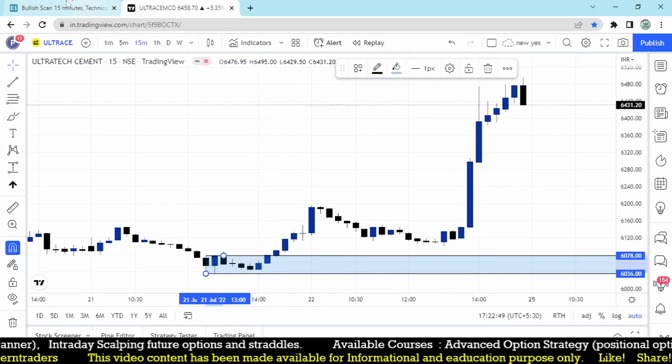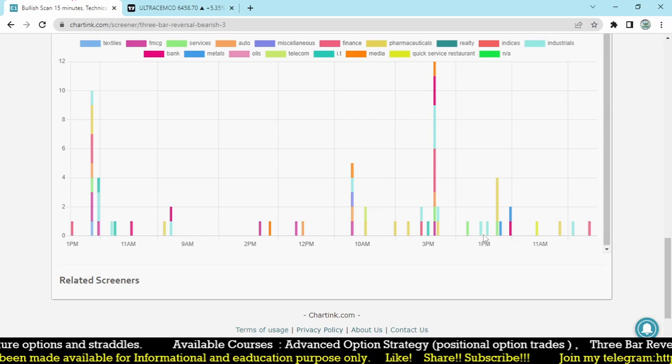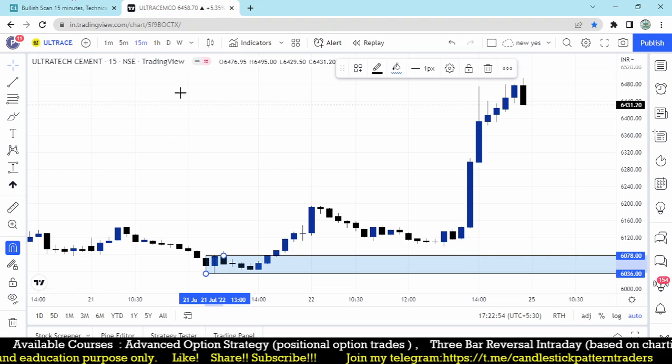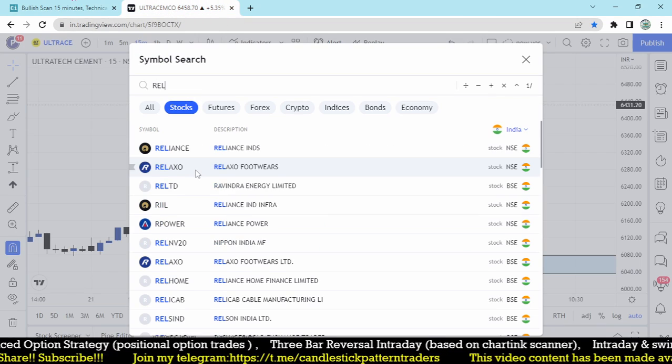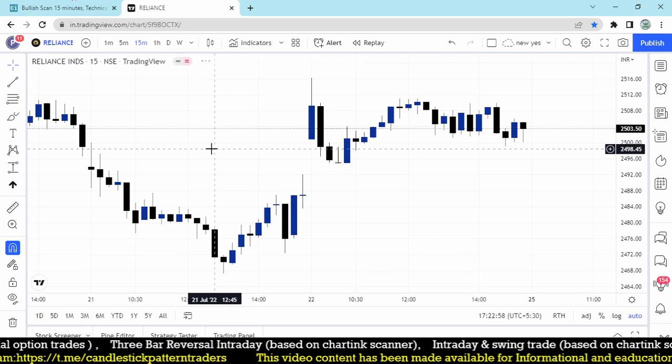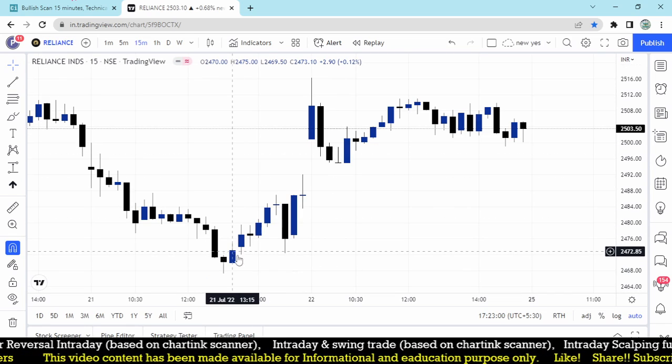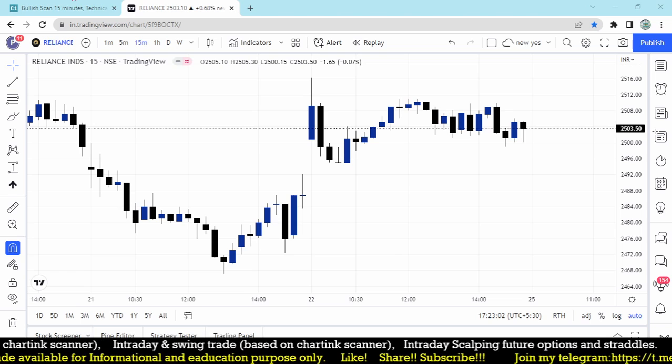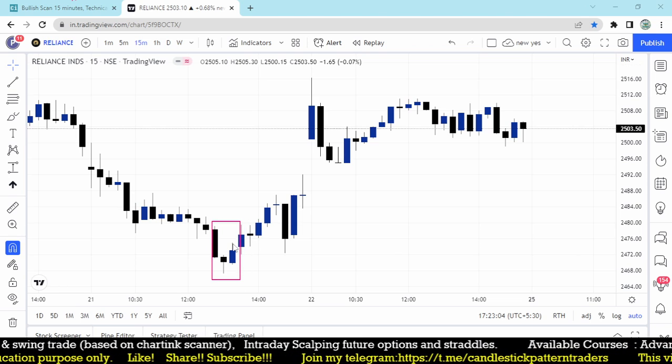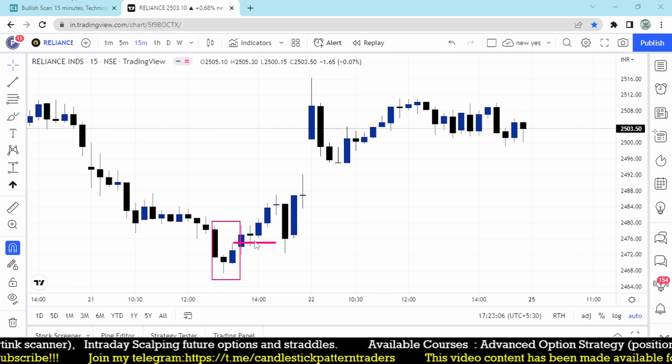There are other good opportunities on that, and the next one would be around 1:15. It's Reliance. Yes, 1:15. This would also be a good valid trade using this 3 bar reversal, and after your entry, then it, boom.